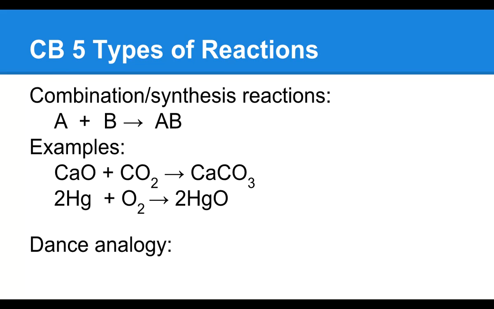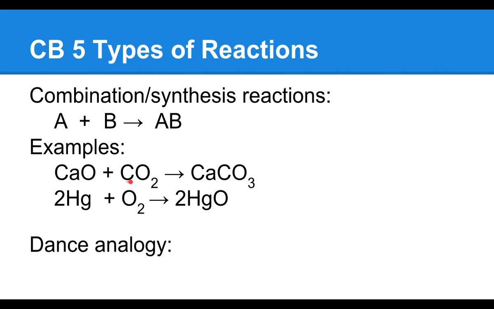So the first one is called a combination, or sometimes called a synthesis reaction. In a synthesis reaction, you have an element or compound plus another element or compound that forms just one single compound. So it's like A plus B gives you compound AB. The key here is on the right-hand side of your arrow, on the product side, you have only one thing formed, one compound.